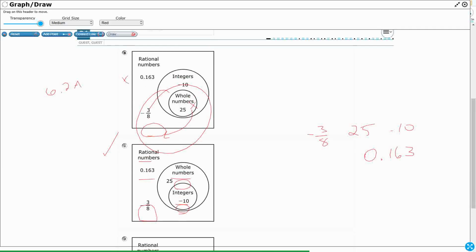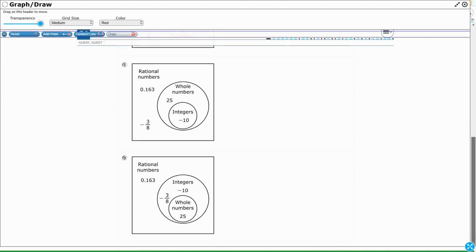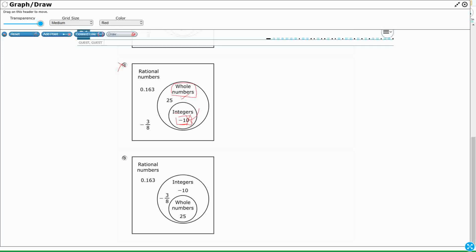All right, so let's move down to C and D. Let's see what is wrong. If B looks good, what is wrong with that? Well, okay, so you see how this whole numbers is on the outside? That means all whole numbers are integers. That's fine. But it means all integers are whole numbers if integers is on the inside, and that is incorrect. Rather than all whole numbers being integers, this shows that all integers are whole numbers. And this negative 10 is not a whole number because it's not positive. So that's not going to work.